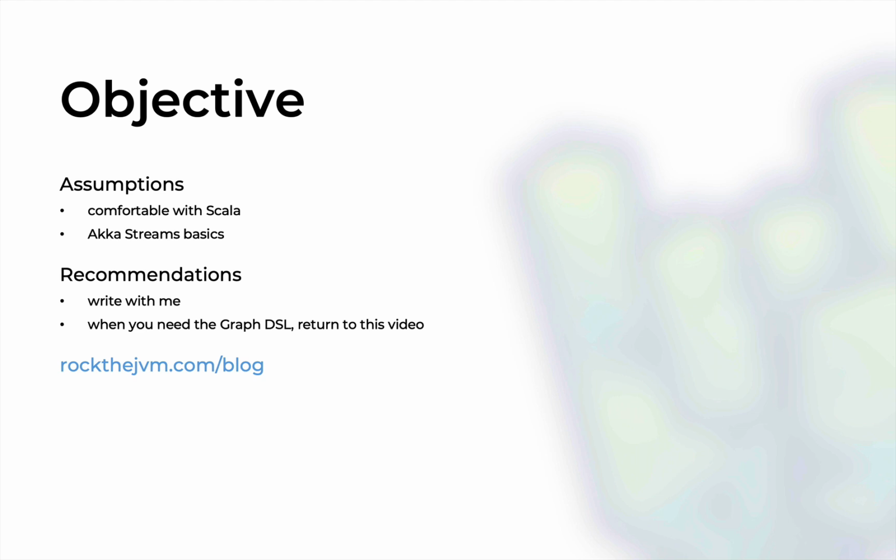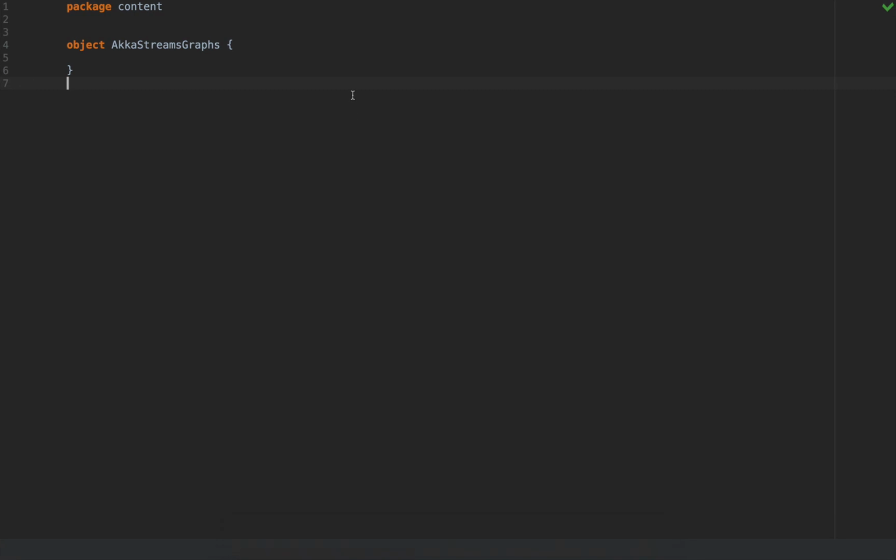So this video will attempt to teach you how to use the very compact and oftentimes pretty confusing Akka Streams Graph DSL to give you the ability to write any kind of streaming topologies in your application.